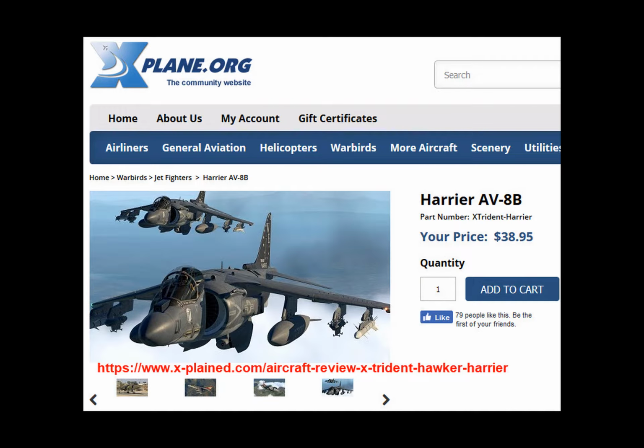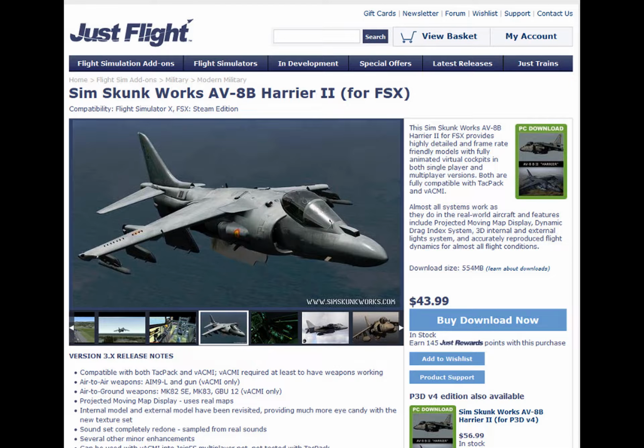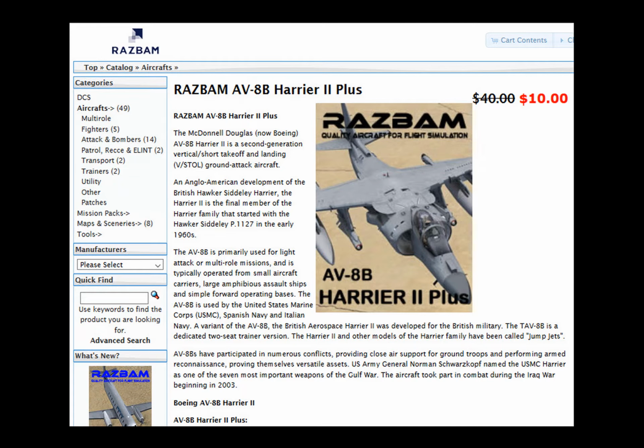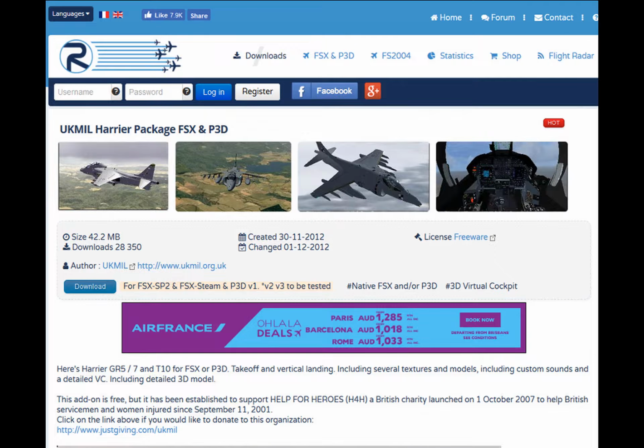The X-Plane 11 offering by X-Trident is simply outstanding. Read the review highlighted in red. The Sim Skunk Works offering for FSX and P3D is very good. The RazBam offerings are 6 years old and the flight model is a little bit quirky, but it is a good value purchase and looks very good. The UKMIL Freeware package is quirky but reasonable.